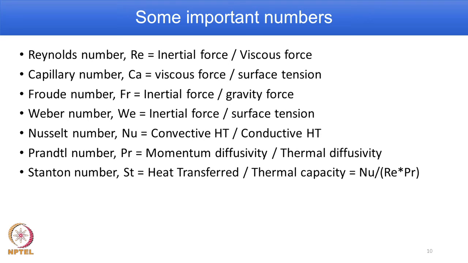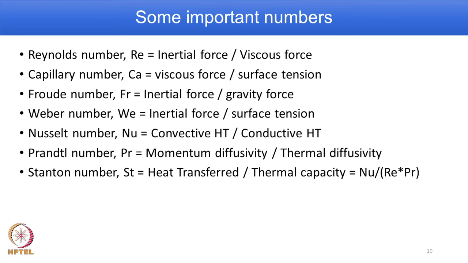In the heat transfer context, you have the Nusselt number, which is given the symbol Nu, and it is the ratio of convective heat transfer to conductive heat transfer. Then there is the Prandtl number, Pr, which is the ratio of momentum diffusivity to thermal diffusivity.